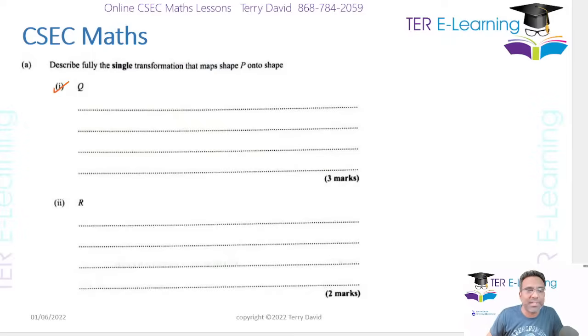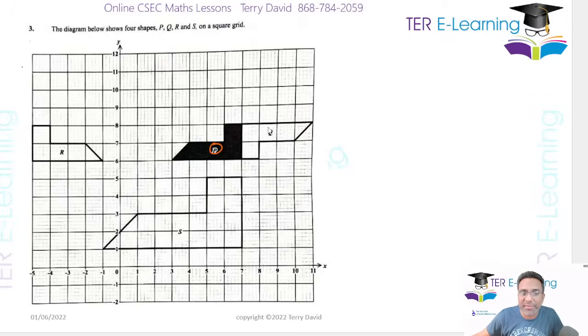So let's start with the first one. We have P and we have Q here. Now, you all need to look at the two diagrams and you're going to realize, wait a minute, the size is the same, but the orientation has changed. So if the orientation has changed, chances are it's a rotation, right?